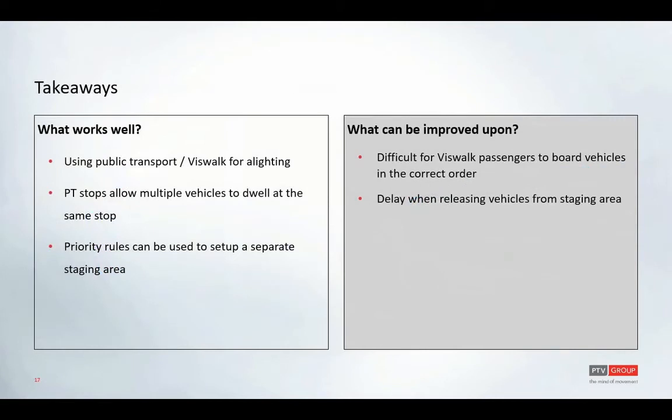All right, so far, what worked really well is using the public transport for the alighting portion and being able to model multiple vehicles stopping there at the same time. And then using those priority rules to create that separate staging area behavior. Some things that I'd like to improve upon is to actually get the passengers to board first come, first serve, and to get the vehicles to stop in the correct positions. And then also looking at trying to minimize that delay when the vehicles are leaving the waiting area before they're released from the staging area. So this leads us into the world of scripting.